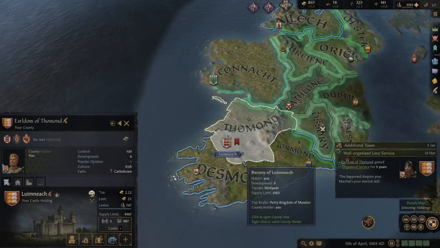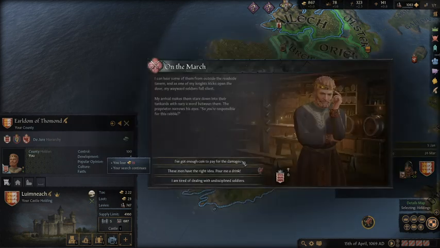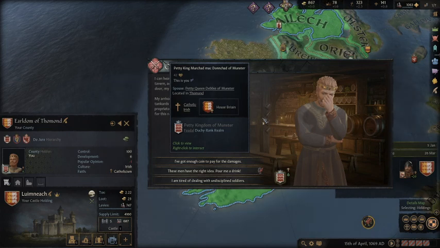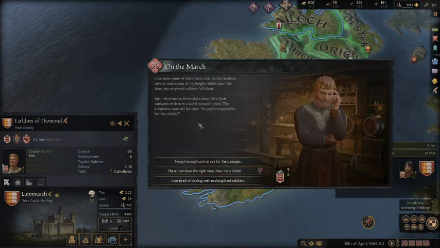Sure, I'll spend the 75 for the siege. It'll delay our upcoming war with the Oriole a little bit.